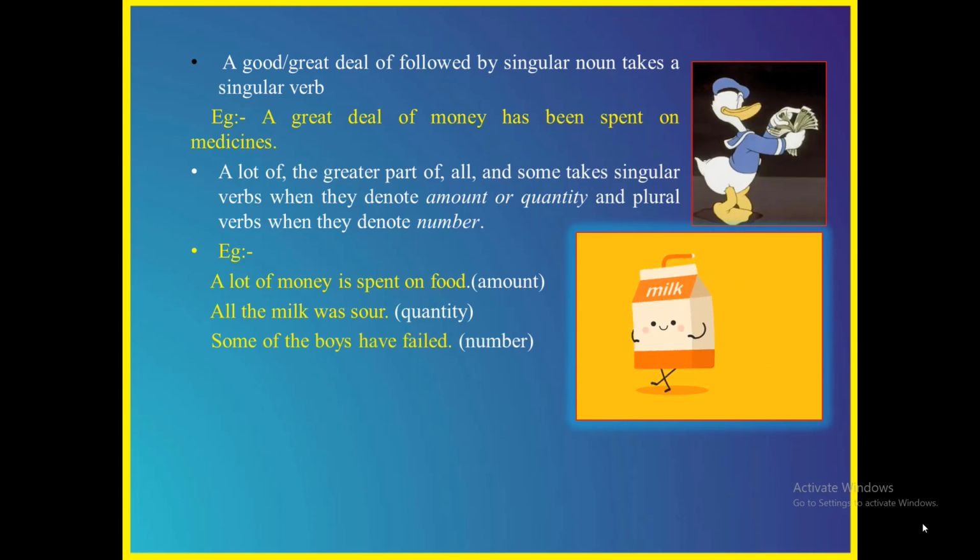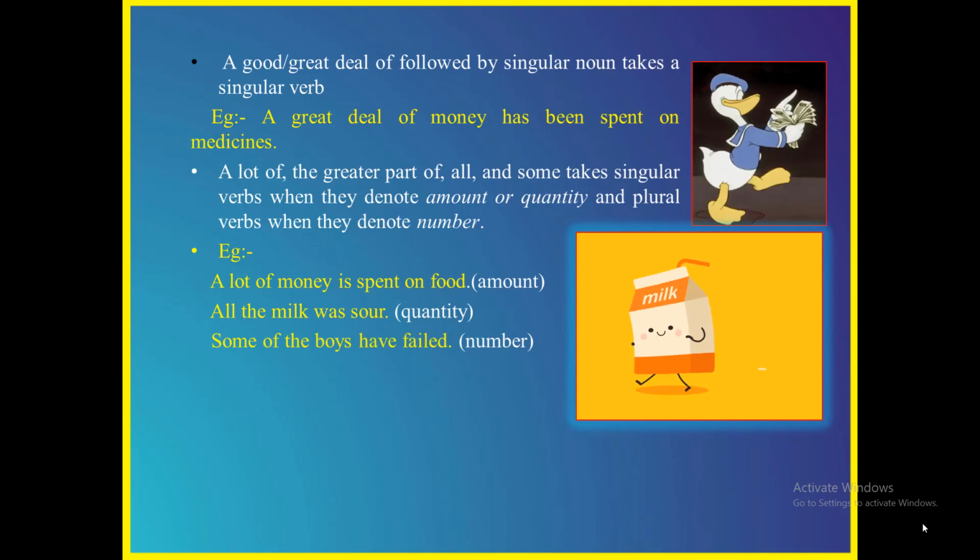The next sentence, some of the boys have failed. Here the subject denotes the number. Boys means they could be easily counted. It is a countable noun. So that's why here we are using a plural verb have.